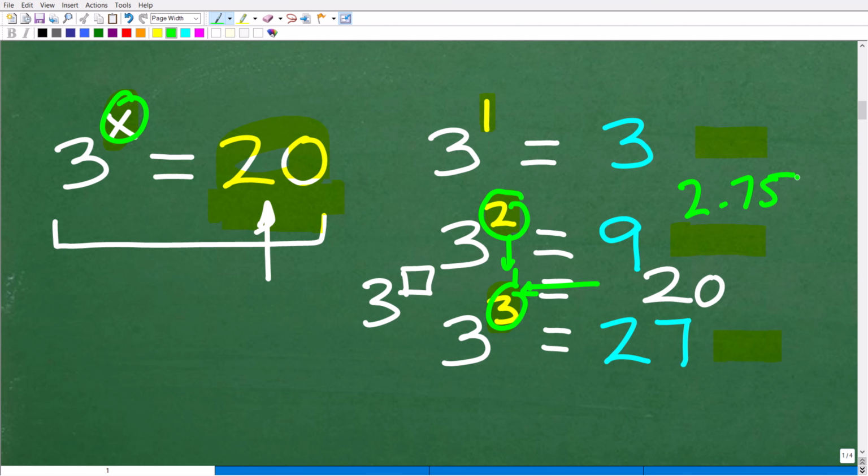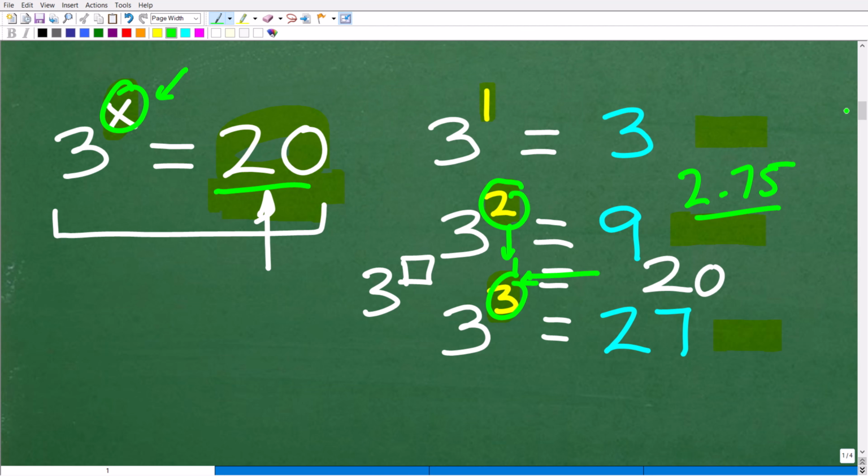Now, what someone could do just by using common sense is a guess and check method, and just keep testing numbers until they get pretty close to 20, right? 3 to some power. Of course, that's going to be some sort of decimal until you get pretty close to 20. But that is a common sense guess and check approach. But what we don't want to do is just say, well, I'll just guess and check in order to solve a problem like this. Well, no, we don't want to do that. We want to be precise in our answer, and we're going to get into that right now.